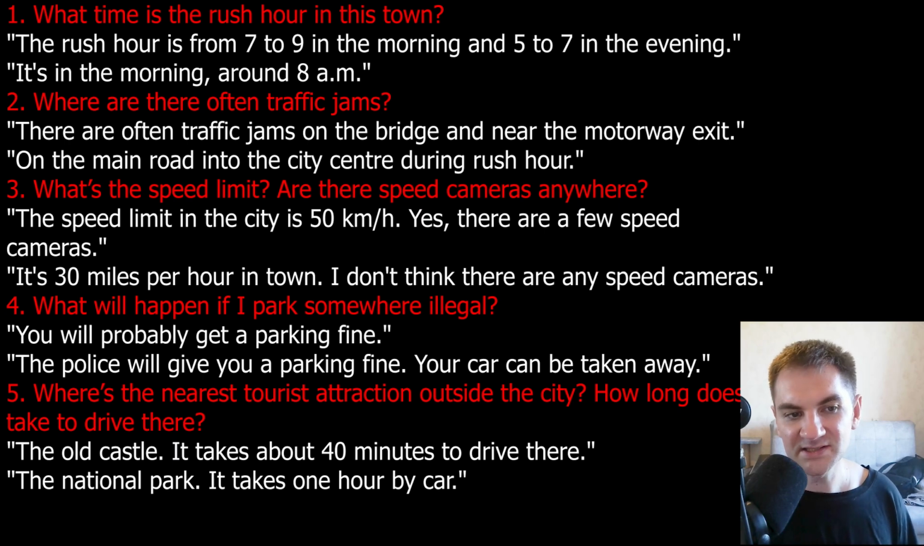Next is, what's the speed limit? Are there speed cameras anywhere? The speed limit in the city is 50 kilometers per hour. Yeah, there are a few speed cameras. Or it's 30 miles per hour in town. I don't think there are any speed cameras. Look, if you're not a driver, you can skip this question because, for example, I have no idea about what the speed limit is in my town and how many cameras there are. So, something like that. Number 4.